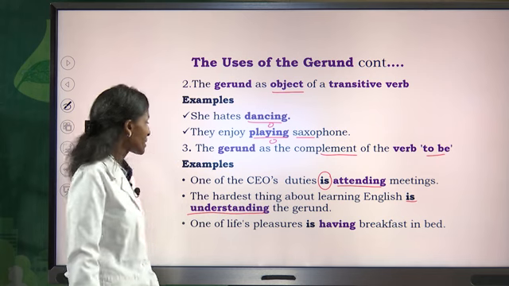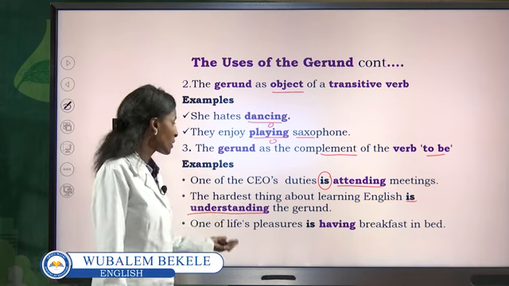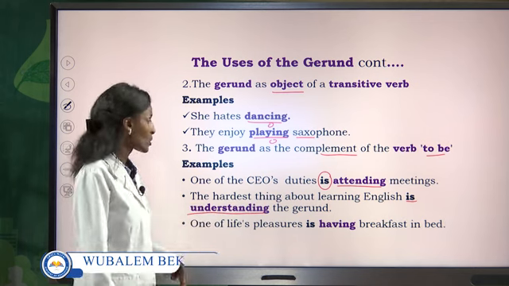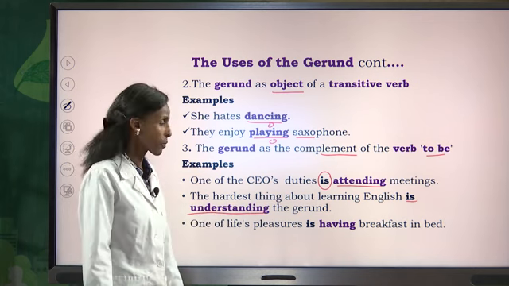Understanding is the gerund. Understanding is the base verb, you add the ing, it becomes what? Complement of the sentence, because it adds something to the sentence to make it complete in sense or thought.